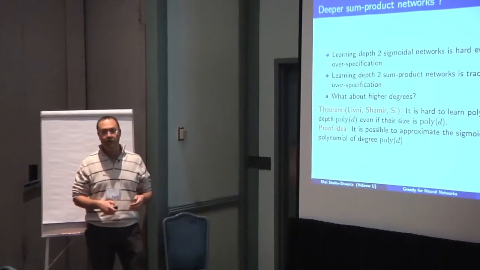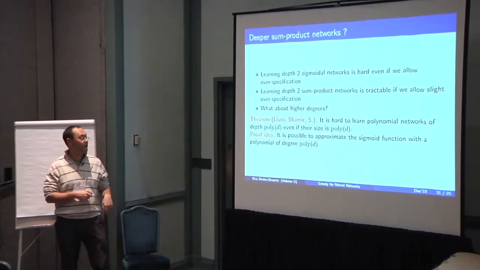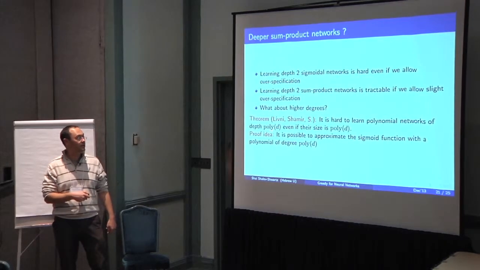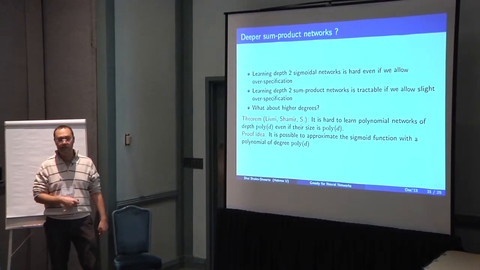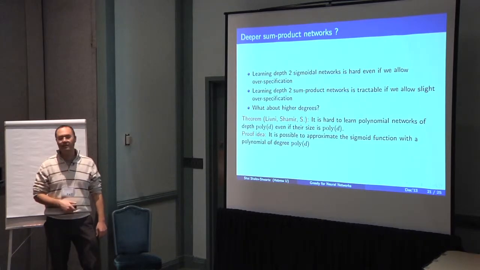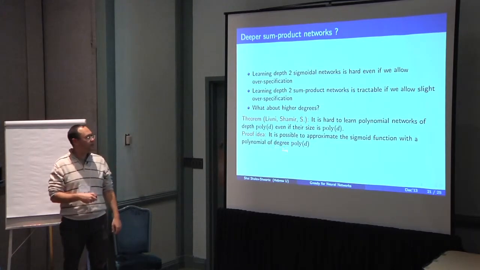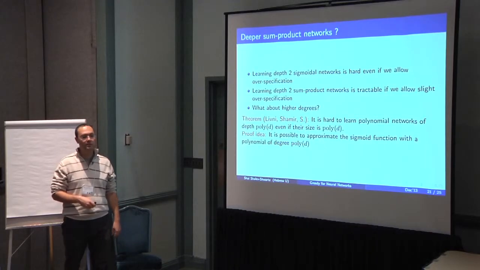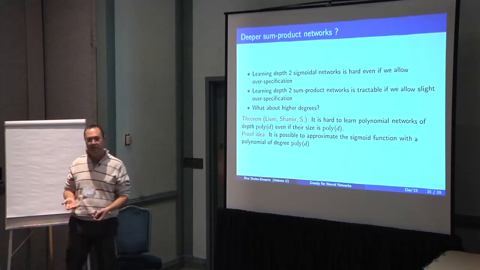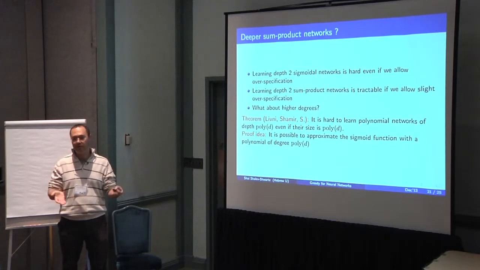Now, an immediate question: what about deeper networks? After all, we want to learn deep networks. So the short answer is that I don't know. What I do know is that if you want to learn very deep polynomial networks, say of depth polynomial in D, even if their size is still polynomial in D, so the overall network is polynomial in D, just deep, then this is still hard. So very deep networks you cannot hope to learn. The idea of the proof is that you can approximate the sigmoid function with polynomials of degree poly D. So if you knew how to learn such networks, you could mimic sigmoidal networks, which we saw are hard to learn.